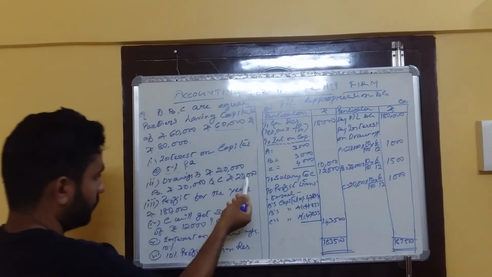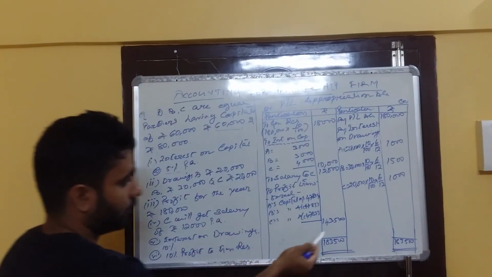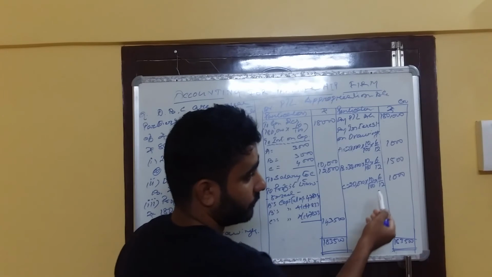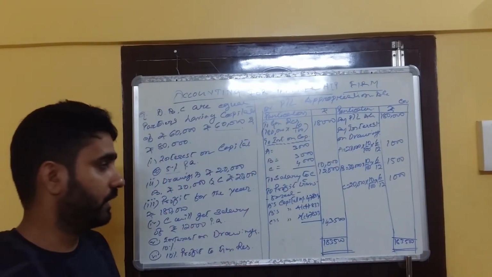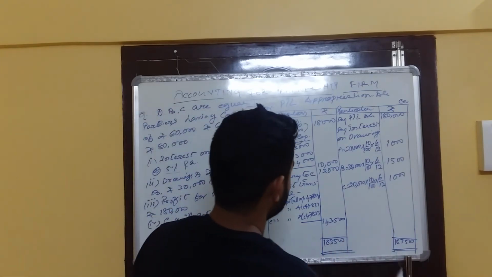And C has withdrawn 20,000 again. So I calculate 20,000 into 10 by 100 into 6 by 12. Every time you have to do 6 by 12. It means it is called the average month. They are getting 1,000.